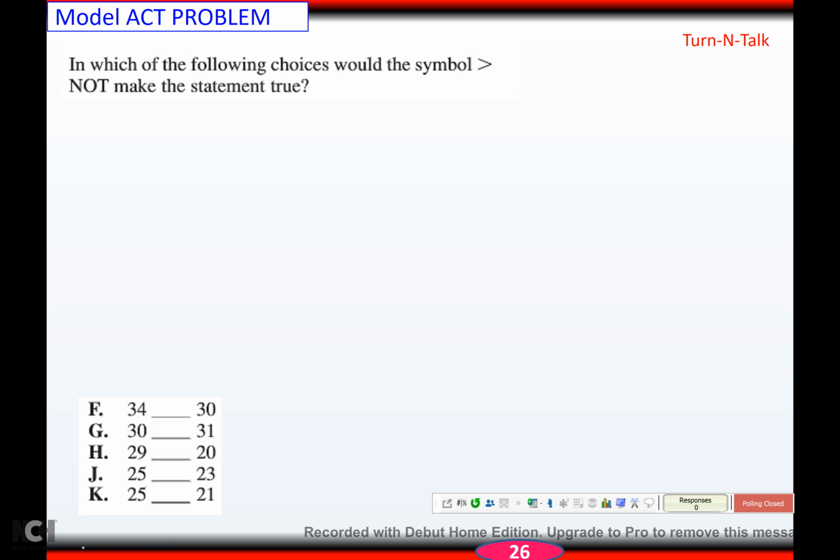Okay. Hit pause. Come back when you're ready. Again, trying to only take a minute for each problem. And hopefully you got G. In which of the following choices would the symbol greater than not make a true statement? 34 is greater than 30. That's true. 30 is not greater than 31. That's false. So that's the one that's not. Check the rest, but 25 is bigger than 23, 25 is bigger than 21. This is the one that's false. It would not make a true statement.